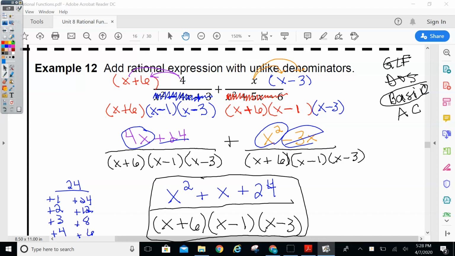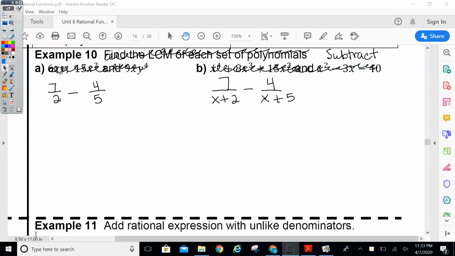And we'll work that one out as well. Okay, so for number 10, I'm actually going to change the problem from the one that's there. So for A, I'm going to do this fraction right here, 7 over 2 minus 4/5. And similarly, I want to show you how it works with polynomials here. So we're going to subtract these two.